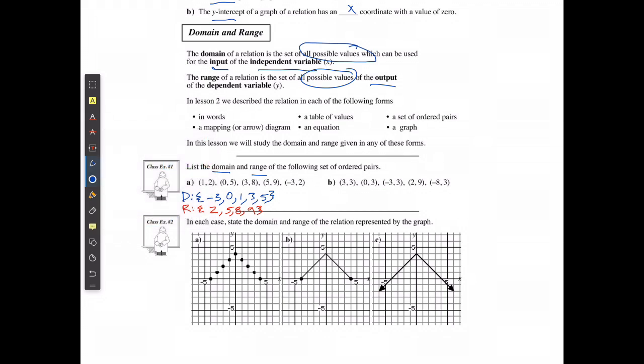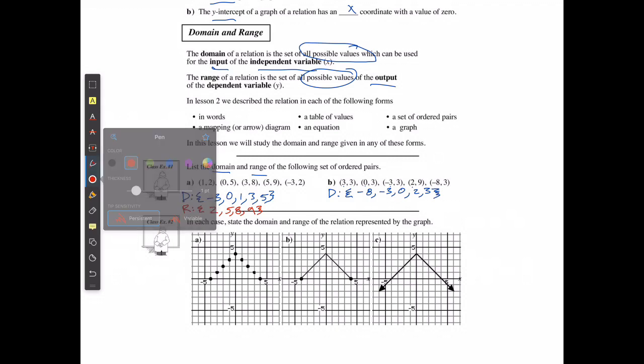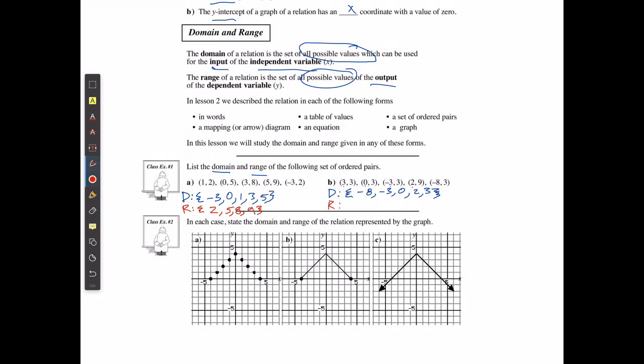In the second set, for B, the domain is going to be represented by 3, 0, -3, 2, and -8. So if I put it in order, it's going to be -8, -3, 0, 2, and 3. For my range, it's represented by 3, 3, 3, 9, and 3. Well, that's easy enough. It's just 3 and 9. I'm going to get rid of those redundancies.